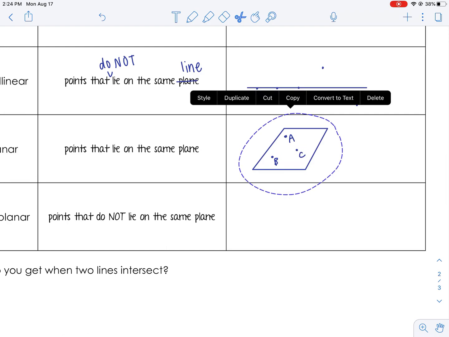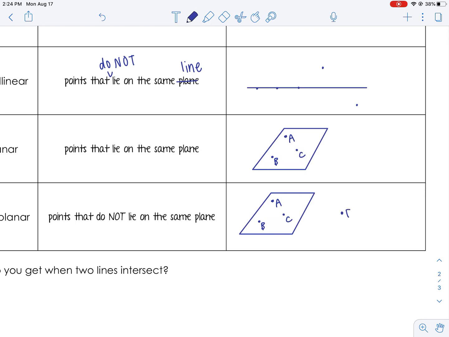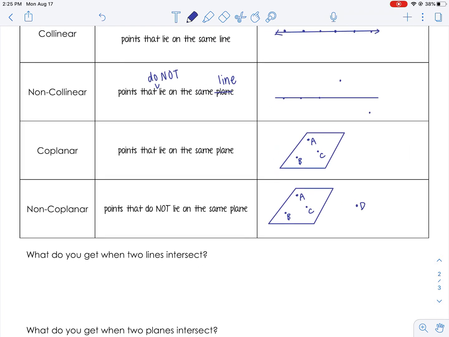Non-coplanar would be if I took this plane and I put a point out here. The best way to visualize this is to just think of a two-story building. All the people that are on the second story are all on the same flat surface. So they're all coplanar because they're all on the same flat surface. But if you have somebody walking downstairs, they're not on the same flat surface. They're on a different floor of the building. So that would be somebody that you're non-coplanar with.